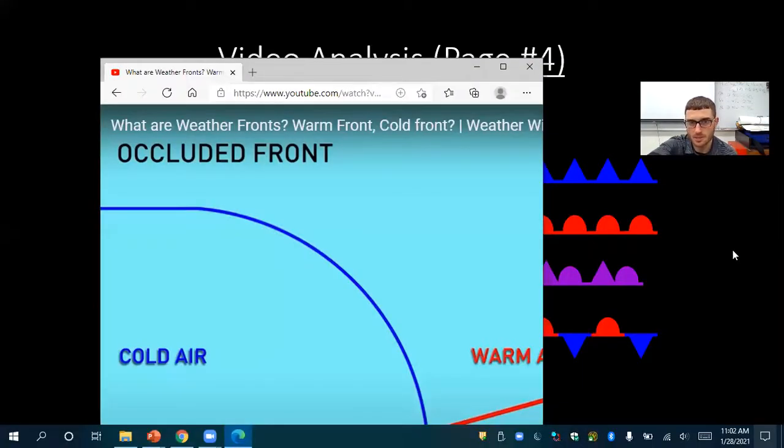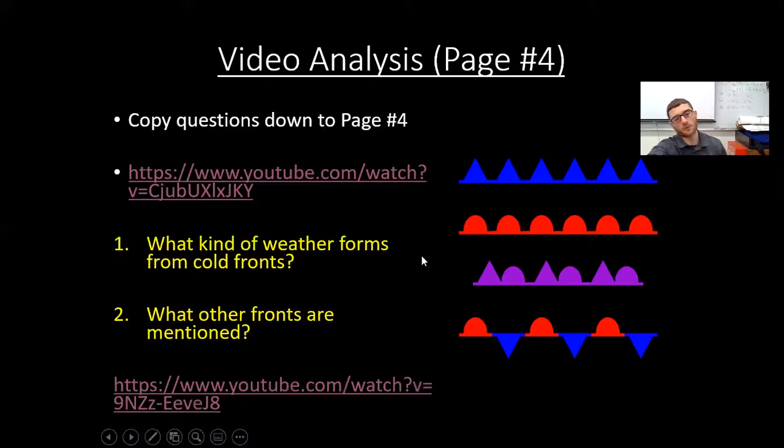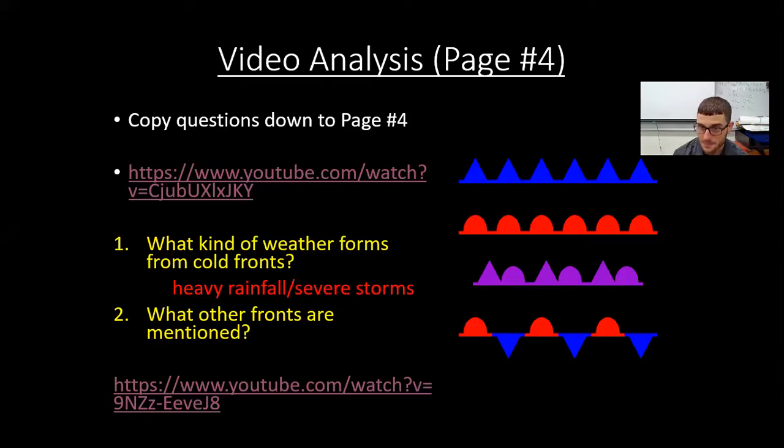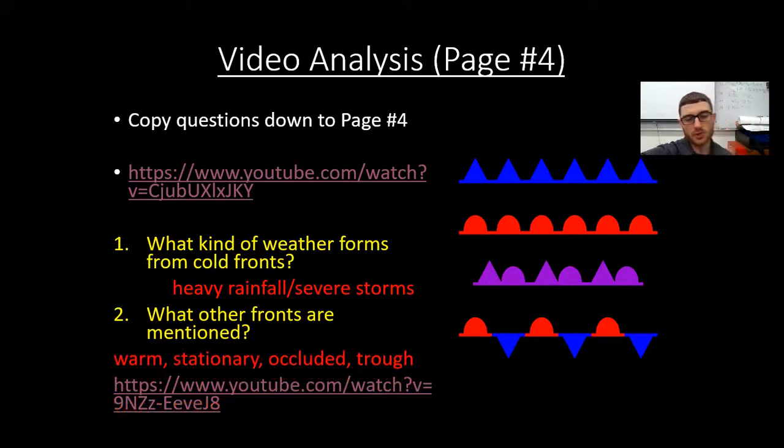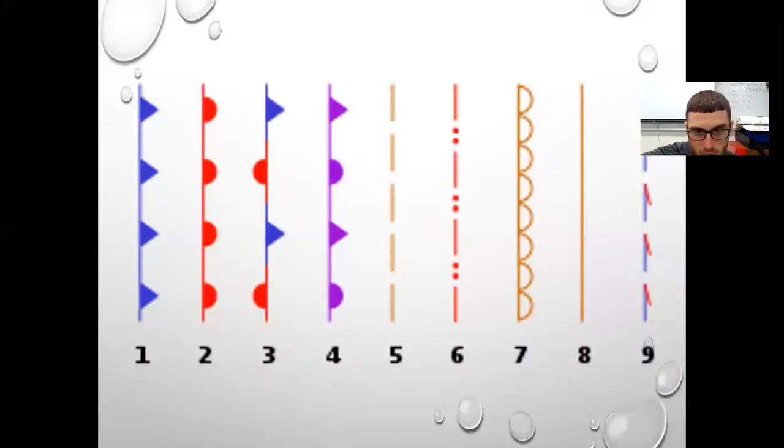So let's go back to our questions. Number one, what kind of weather do cold fronts form? It's going to be severe weather and heavy rainfall. Cold fronts bring about the worst types of weather. And what other fronts are mentioned? They include warm fronts, stationary, occluded, and trough. Those are the four other fronts I'll need you to know for today.